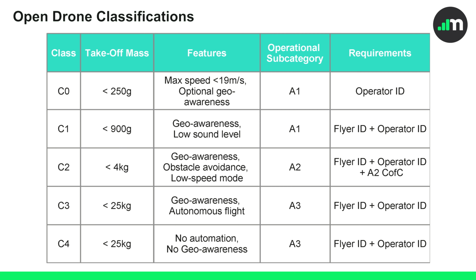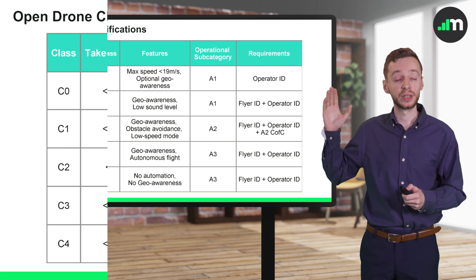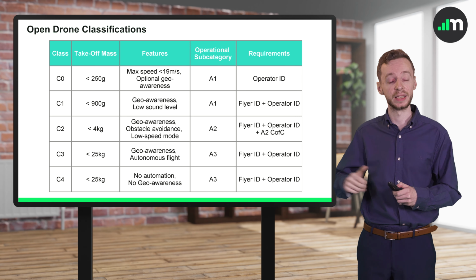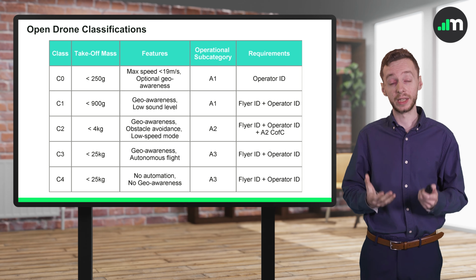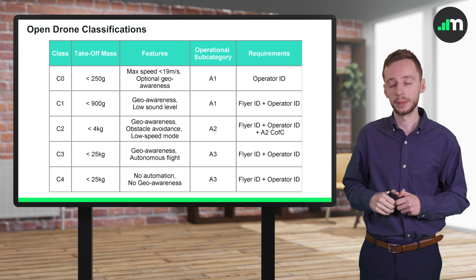Finally, we've got the C4 category. Now, the C4 category is also specifying drones that are less than 25 kilograms, but they don't support automation and they do not have geographical awareness. And they are operating within that A3 category as well. So these are the 5 different classes which are utilised for UAVs within the UK and within the European Union.